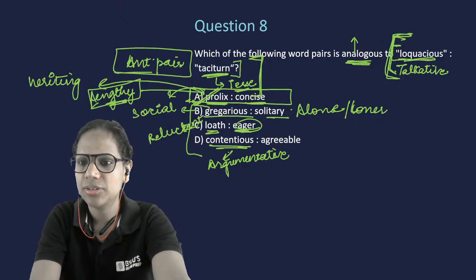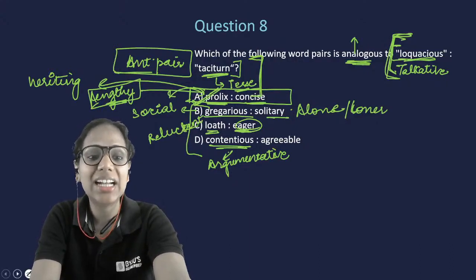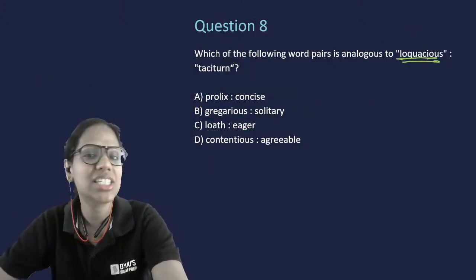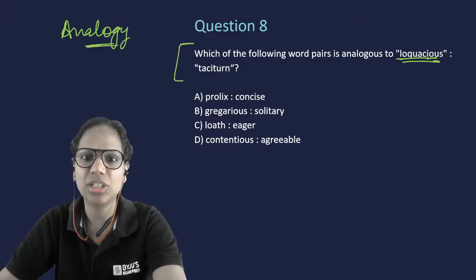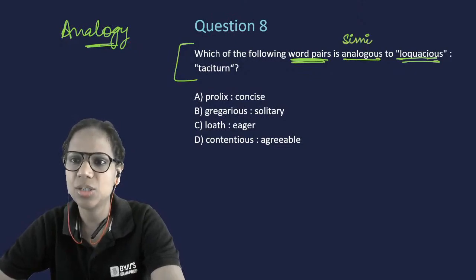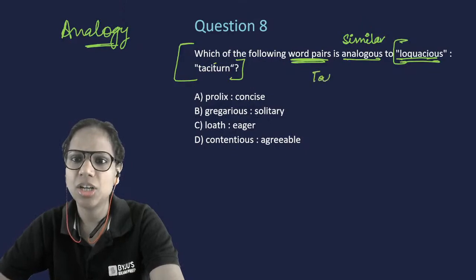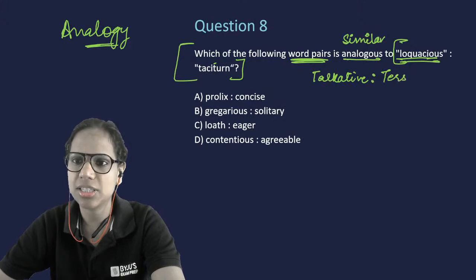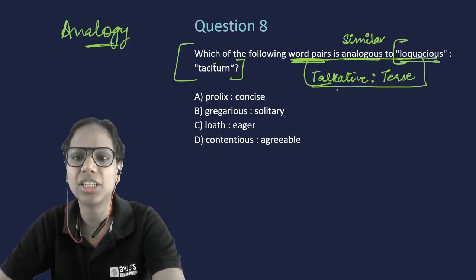So far so good. Taciturn, yes, taciturn means that. Sonali, yes, we have to find an antonym pair. We don't have to find the antonym of loquacious here. This is an analogy question. See, read the question stem clearly. Which of the following word pairs is analogous, means which is similar to this relationship? This relationship is talkative is to, okay, let's say terse. This is the relationship. You have to find a similar relationship.